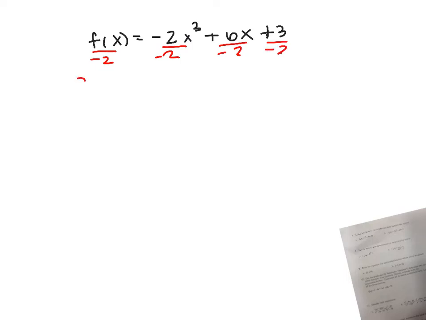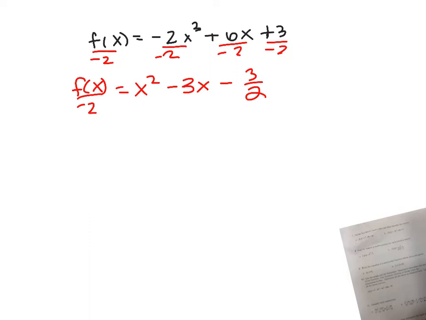All right, let's take a look at B. B is f of x equals negative 2x squared plus 6x plus 3. First thing I notice, I have to divide everything by negative 2 because I need a leading coefficient of positive 1. So I have f of x over negative 2 equals x squared minus 3x minus 3 over 2.